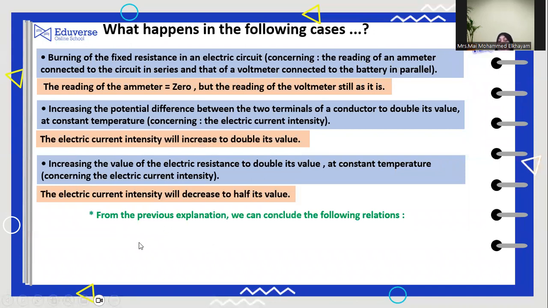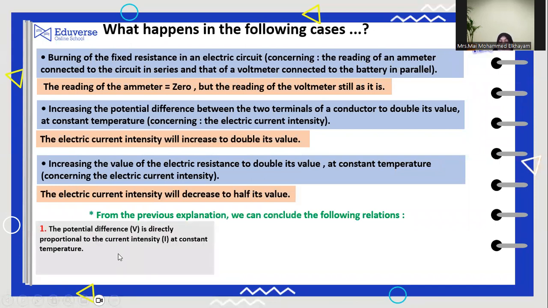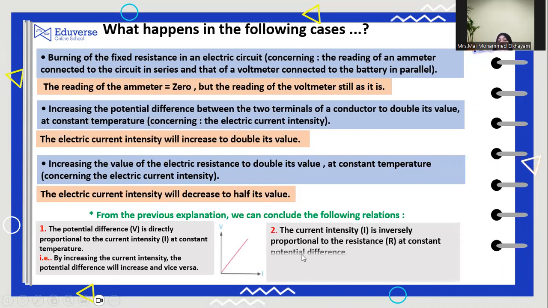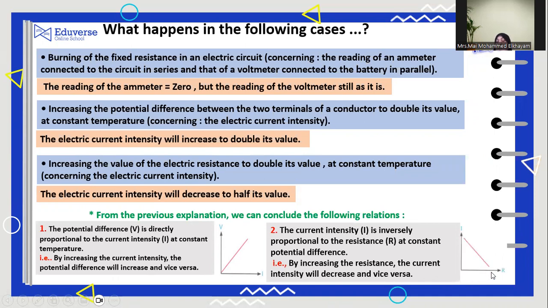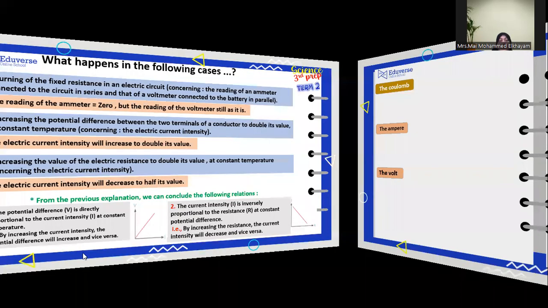From the previous explanation, we can conclude the following relations. The potential difference is directly proportional to current intensity at constant temperature. By increasing current intensity, the potential difference will increase and vice versa. Here, as you can see, as current intensity increases, potential difference increases, while the current intensity is inversely proportional to the resistance. So by increasing the resistance, the current intensity decreases.